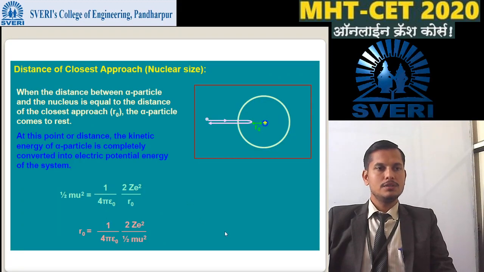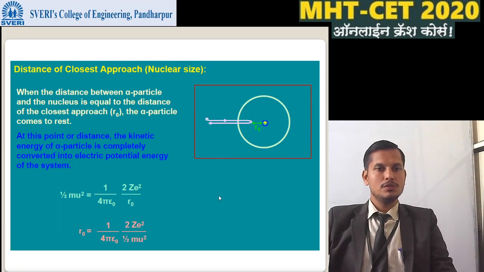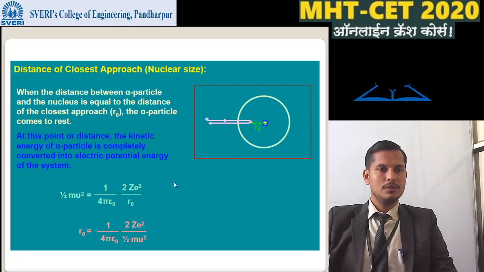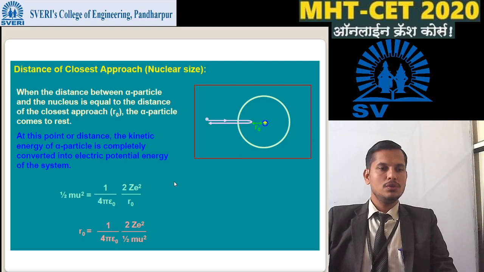Next, the distance of closest approach, that is, the nuclear size. So when the distance between the alpha particle and the nucleus is equal to the distance of closest approach, the alpha particle comes to rest. At this point or distance, the kinetic energy of the alpha particle is completely converted into electric potential energy of the system, which is given by the equation below.